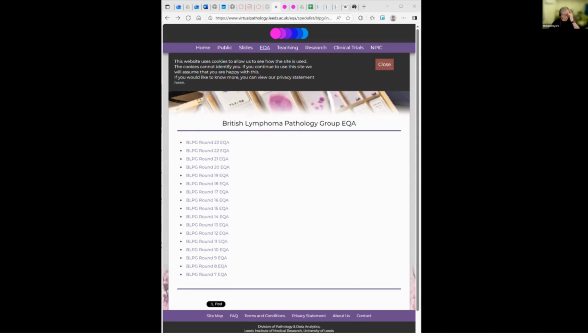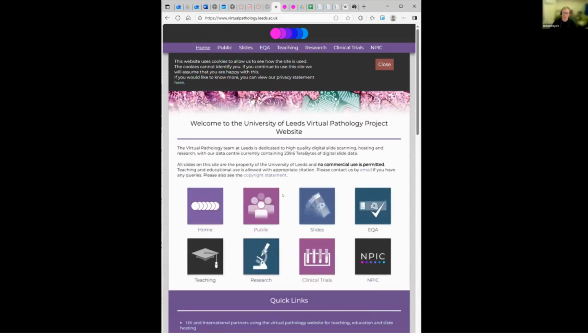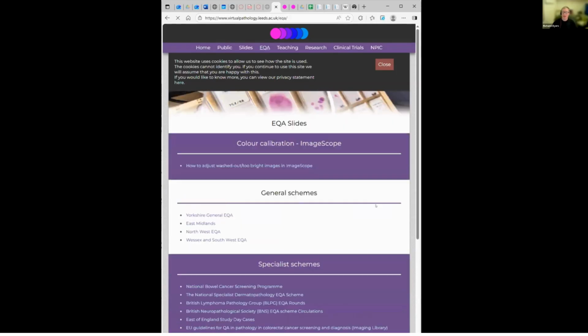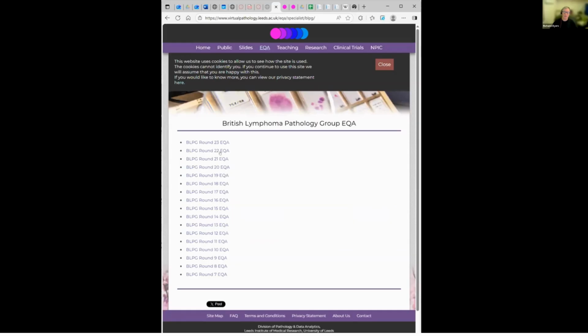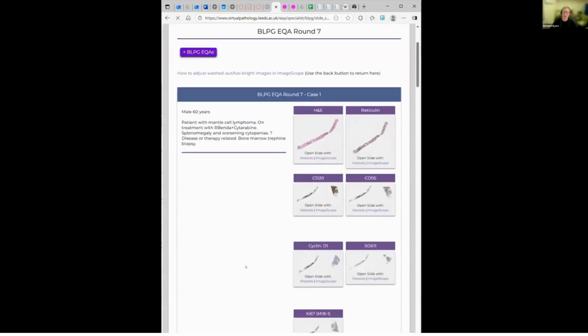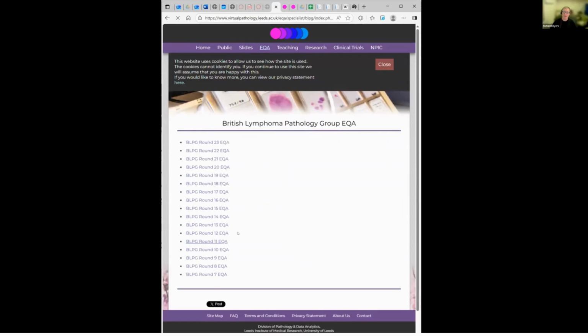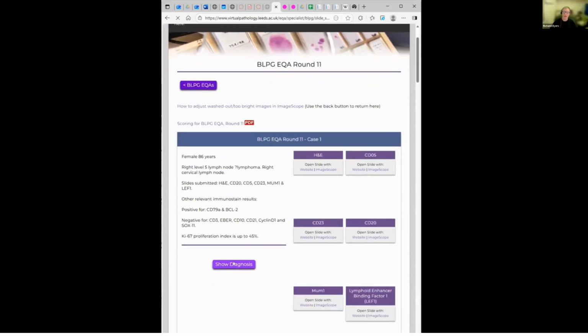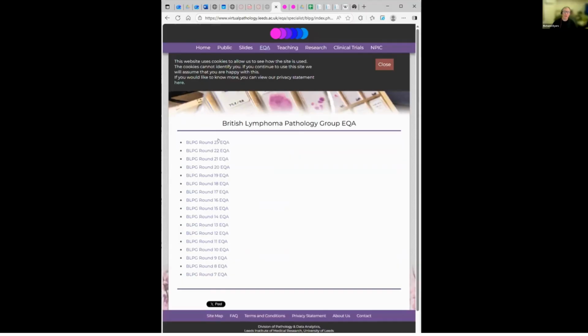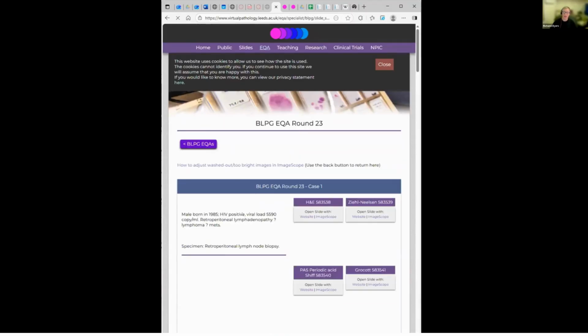That's great. Okay, so this is a really good resource, the Virtual Pathology Leeds website, and in particular this EQA set within it. When you go to the homepage for the Virtual Pathology website, you get this. When you go to the EQAs, you will get this, and this one here, the British Lymphoma Pathology Group, is a really good set of EQAs. Now, some of the older ones will have the diagnosis as well. So for instance, I think this one shows the diagnosis. Many of the more recent ones, I'm afraid, just have the slides, and this is the one we will be using.